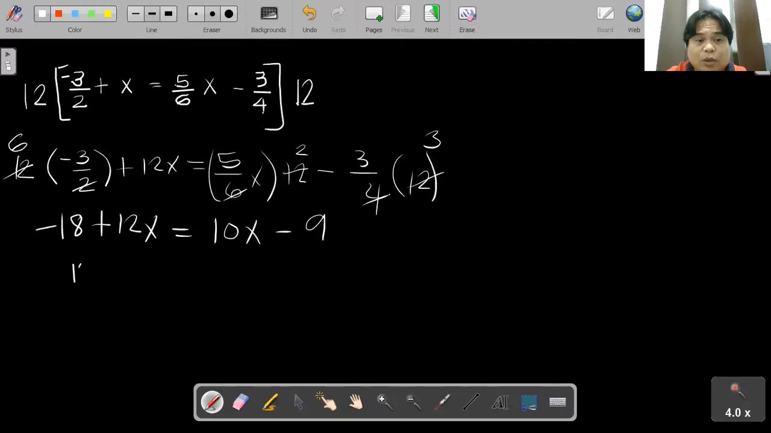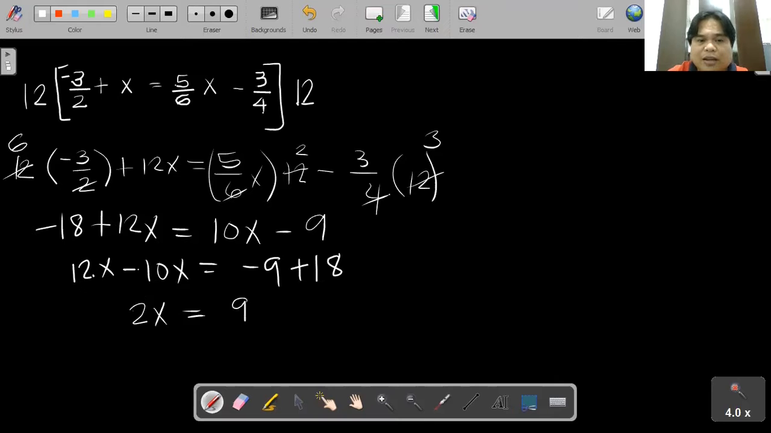So you will have 12x. We will transpose the 10x to the left side. This becomes minus 10x, is equal to minus 9. Negative 18 should be transferred from the left side to the right side. From negative, that becomes plus 18. So 12x minus 10x, that is 2x. Negative 9 plus 18, you'll have 9.